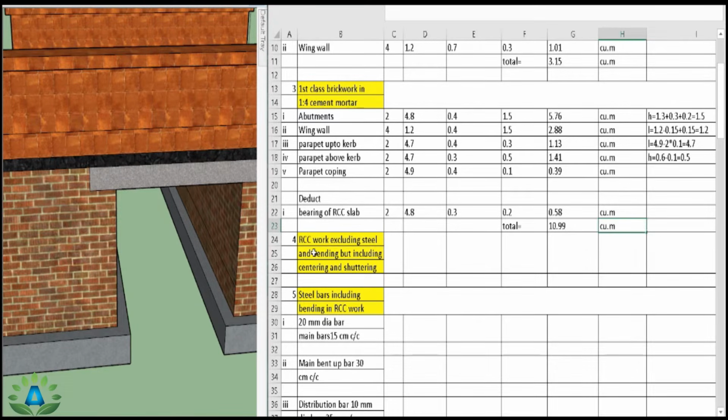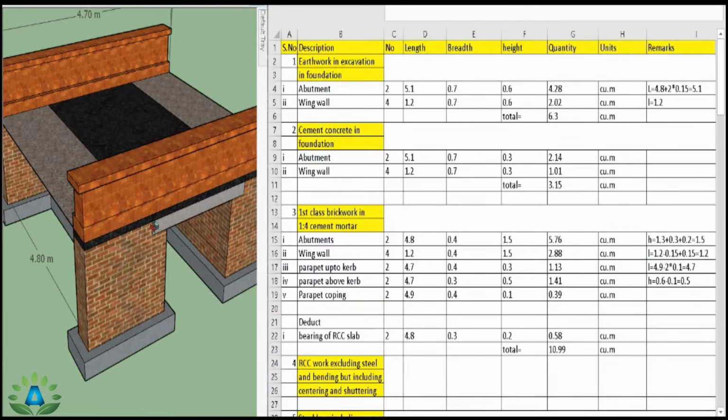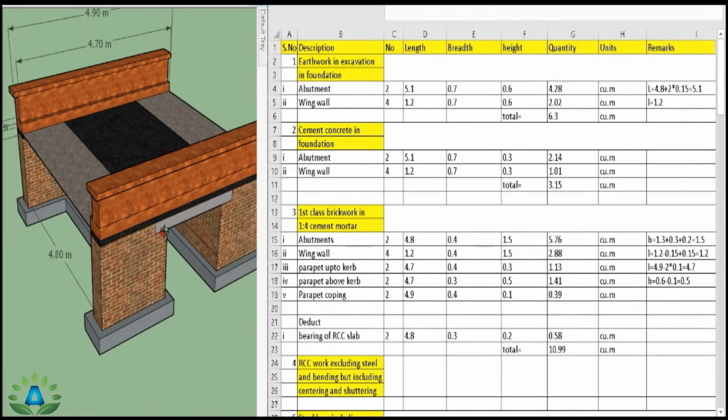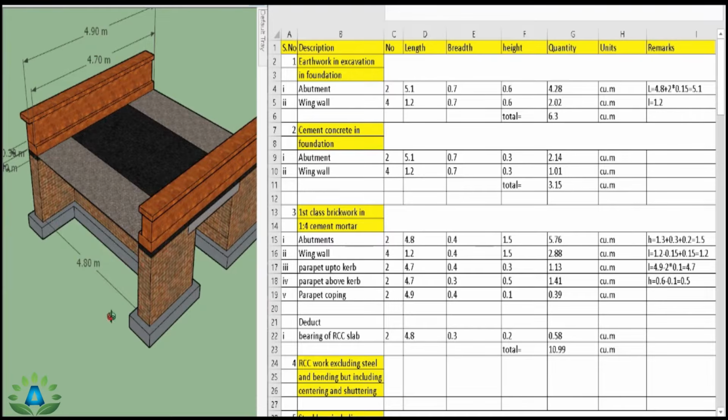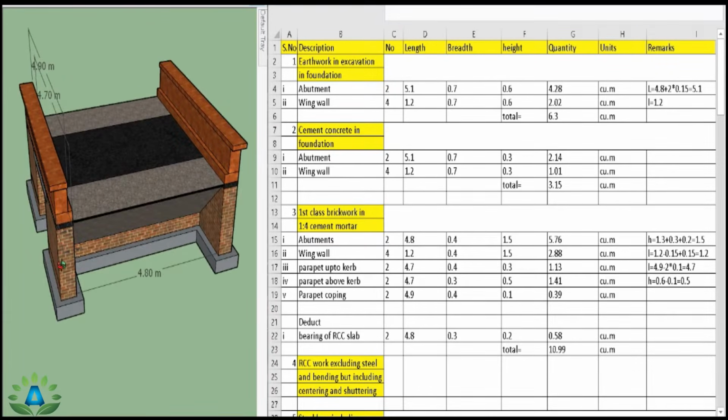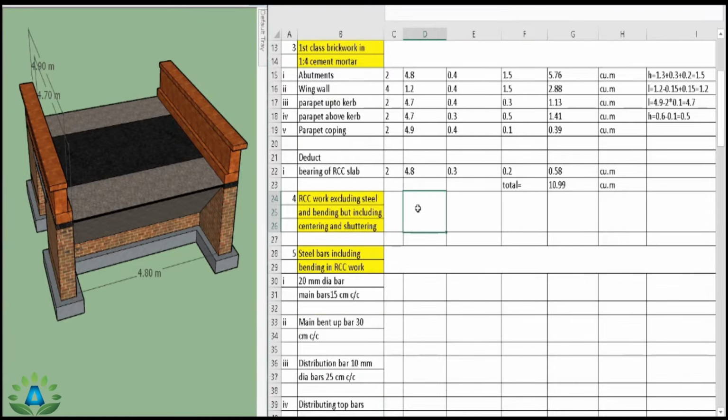Now our next step is to calculate this RCC work excluding steel and bending but including centering and shuttering. That means now we have to consider this RCC slab, and we have already calculated the length, that is 4.8 meter from this side up to this side. So length equals 4.8 meter and we have to calculate its width.